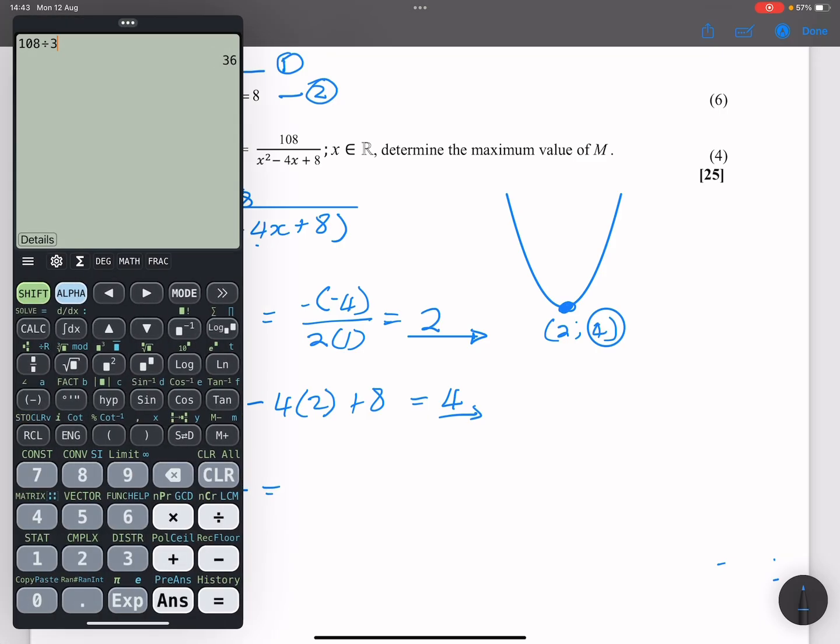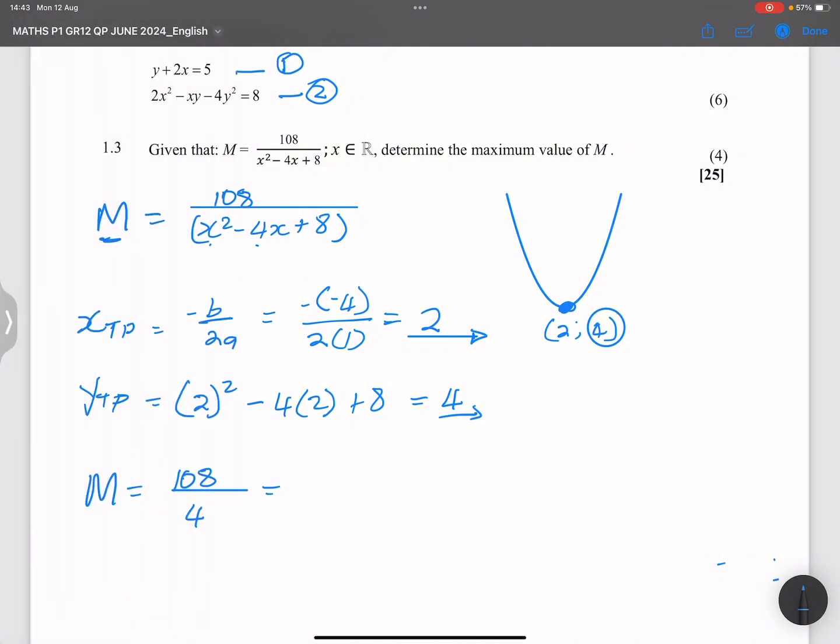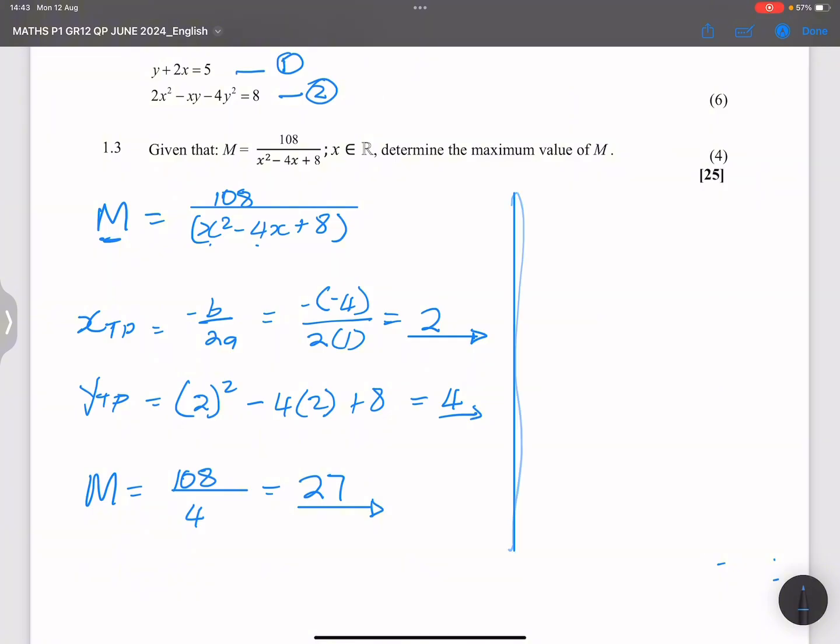And so if we can take that there, 108 divided by 4, right, we get 27. So our value there is 27. Right, but what would have been another way in which we can work this out? We can use calculus, right?